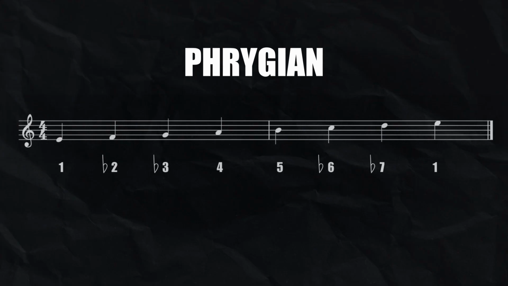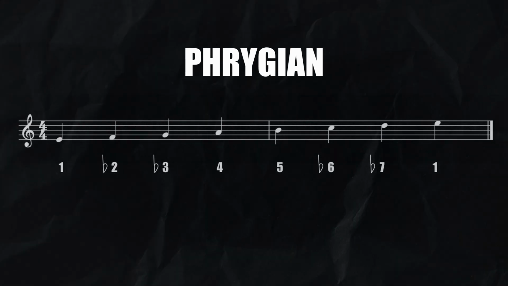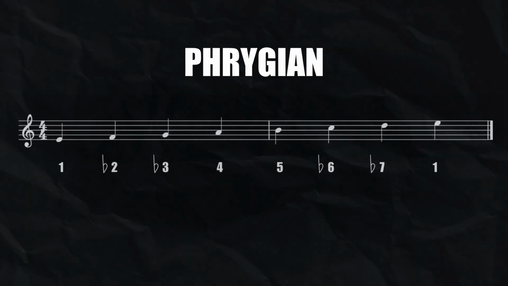If we start on the third note of the major scale and play all the way through the scale to an octave up, then we would get Phrygian, which is 1, flat 2, flat 3, 4, 5, flat 6, flat 7.